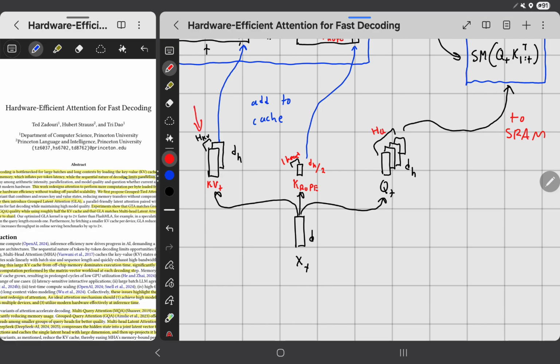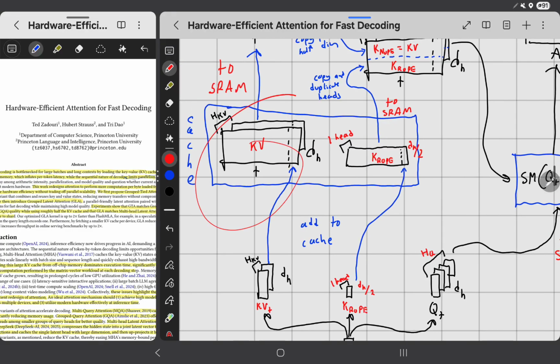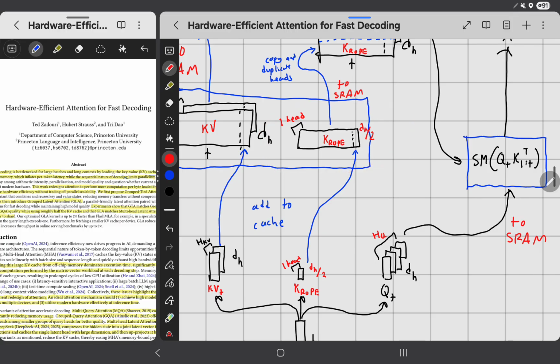So this is HKV, normal group query attention. This right here is going to be 1 head by a half dimension. And what we're going to do is store this in our KV cache. So we have our tied key value cache, and we also have our rope cache. This adds a little bit more to your memory, but not a ton. It will be of size T by half dimension by H.